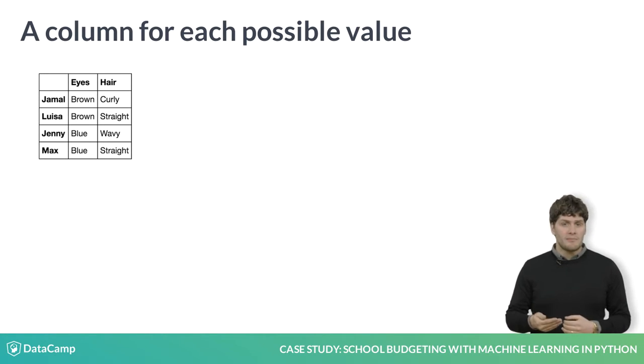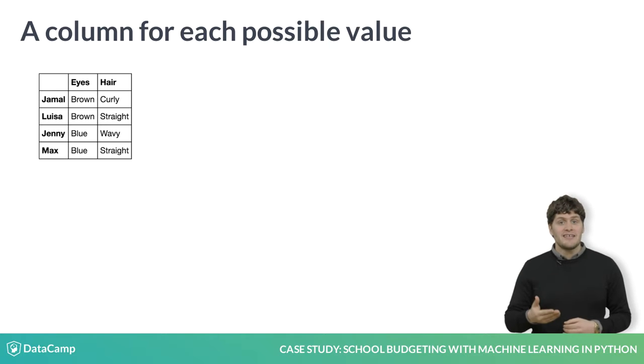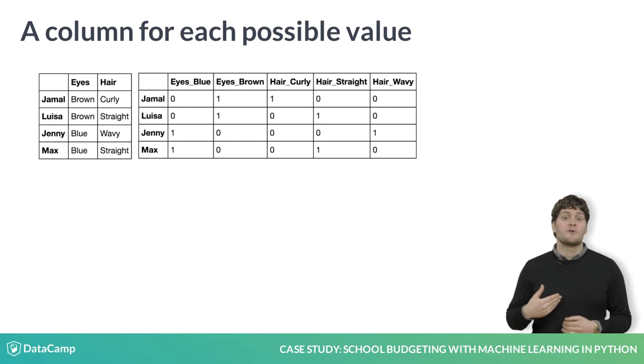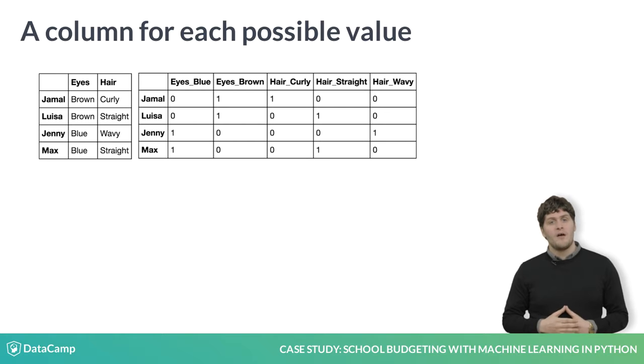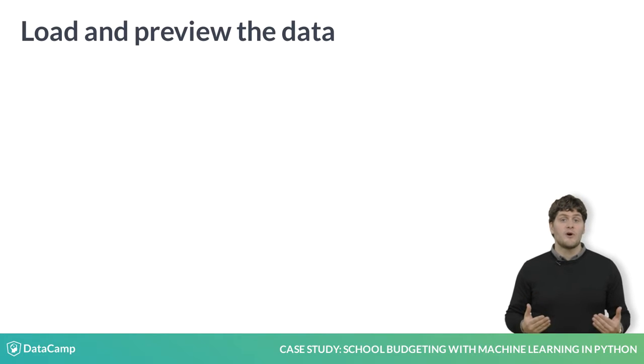If we are predicting probabilities, we need a probability for each possible value in each column. In this case, the target would have the columns for each hair type and for each eye color. Later in the course, we'll talk about how to perform this transformation. We'll begin by loading our data. As an example, in this video, we'll work with a small sample data set. For the exercises, you'll be loading the actual school budget data set.